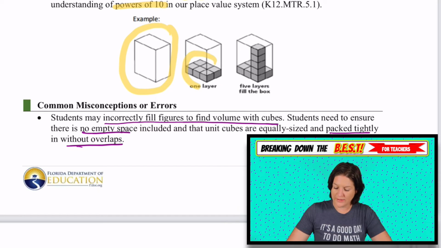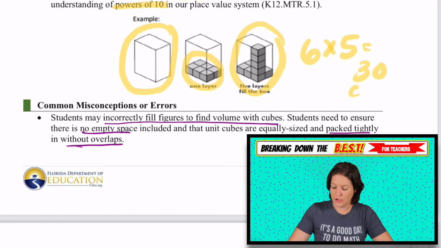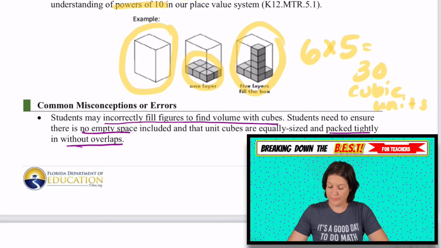We find one layer is packed with 6 cubes. So if we have 5 layers, we can multiply the base, which is 6, times the height, which would be 30 cubic units. And that's pretty much what we'll be doing in this one.